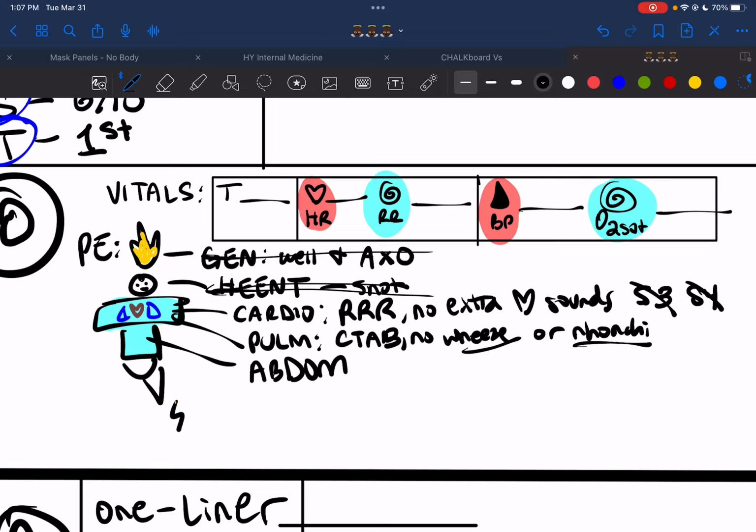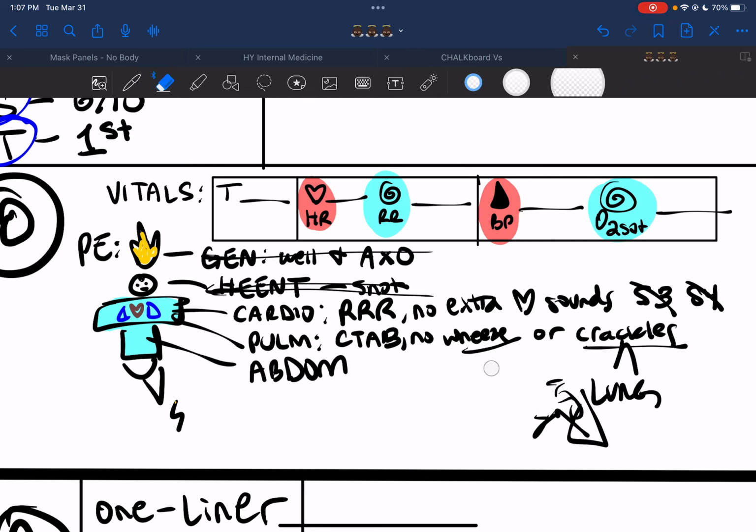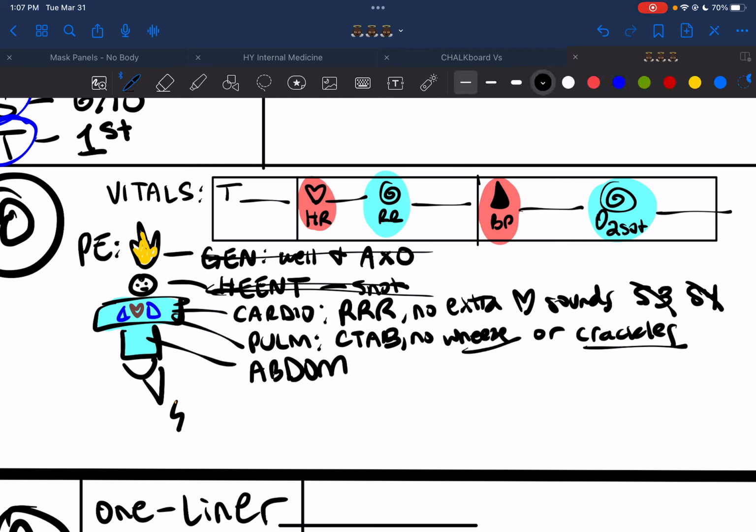Because wheezing shows you an airway problem. Wheezing shows you a... what did I say? Rhonchi. Wheezing or crackles. Wheezing shows you an airway problem. Crackles show you a lung problem, right? So it's lungs versus bronchi. So that's why you mention those two. No wheezing or crackles. Those are the two different kinds of sounds you could hear.